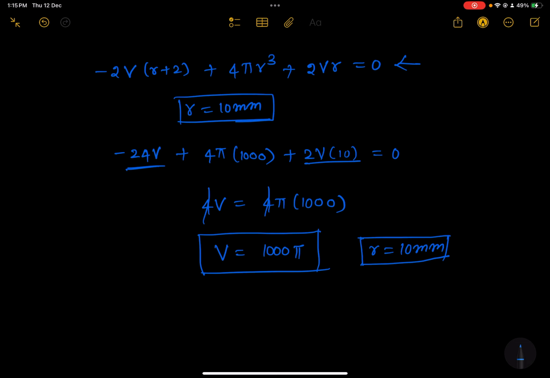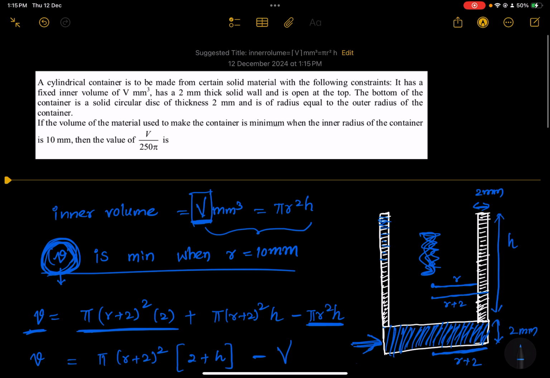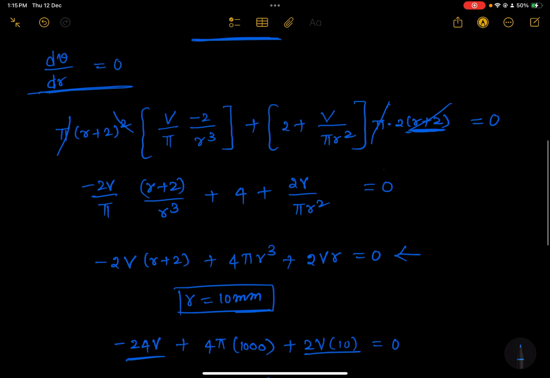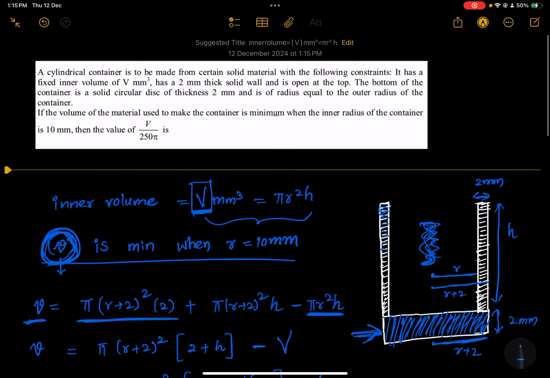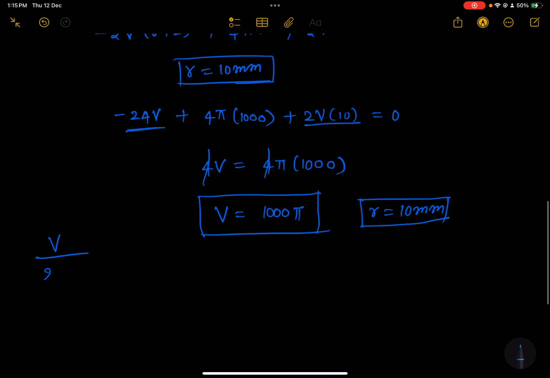So now we have to find out V only. What is asked in the question? V by 250 pi. So that will be 4. So this is the answer.